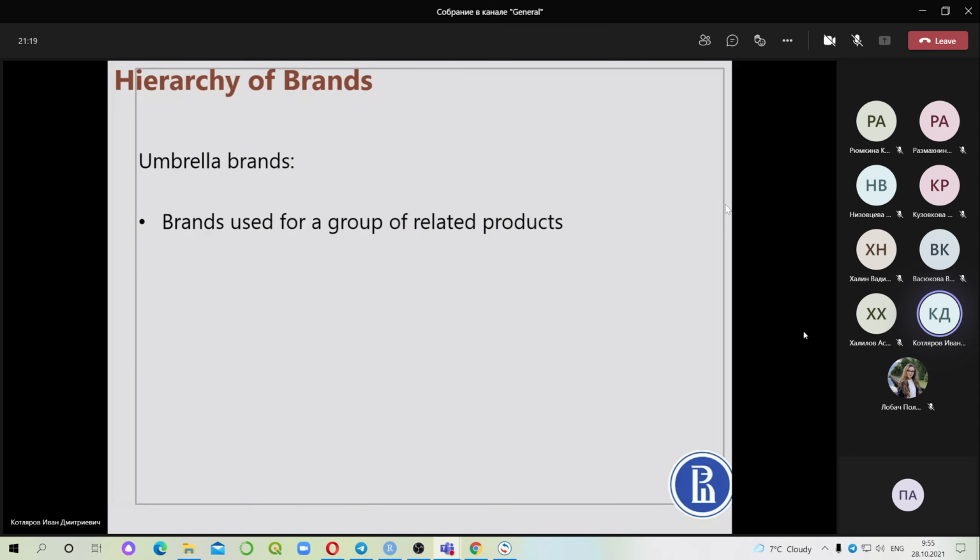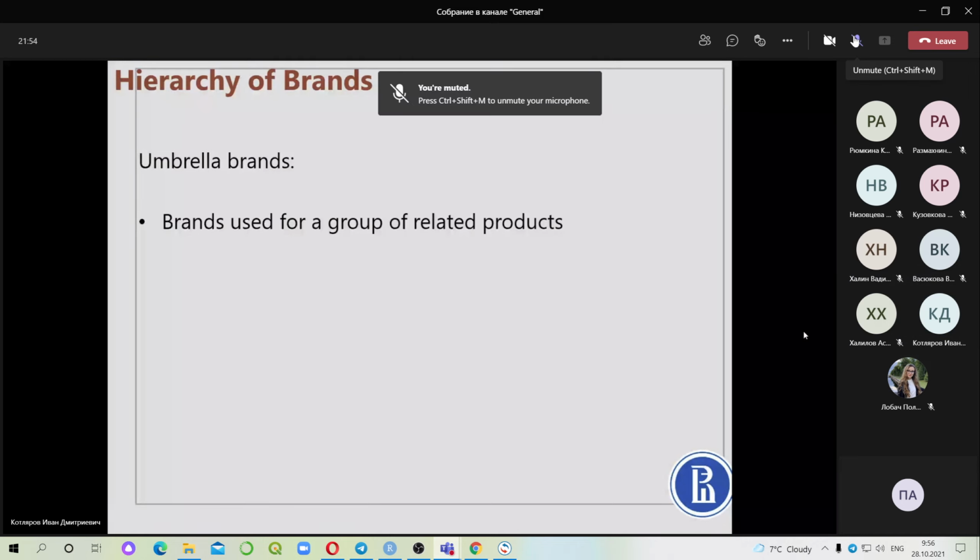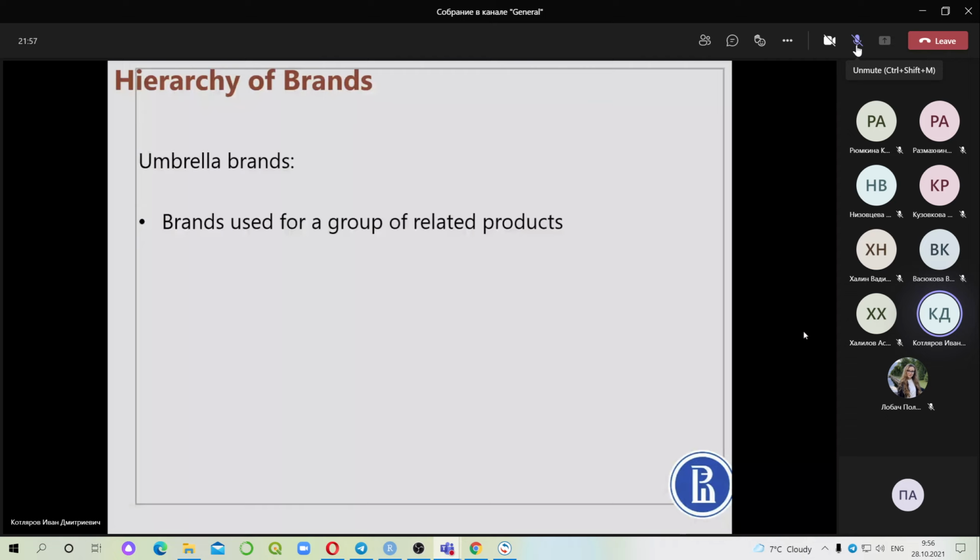Okay, let's go. Umbrella brands are used for a group of related products. In this case, we use a specific brand to describe a family of related products. Ladies and gentlemen, do you have any examples of such umbrella brands? Some ideas, guys? Umbrella brands are actually located somewhere in between corporate brands and individual brands.